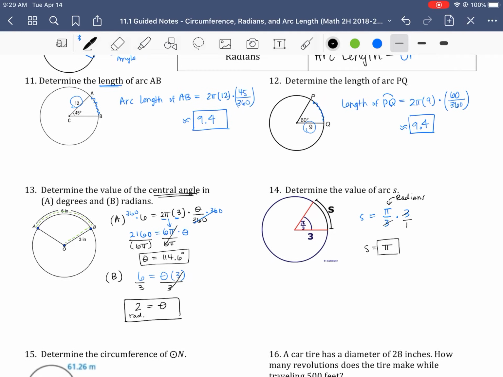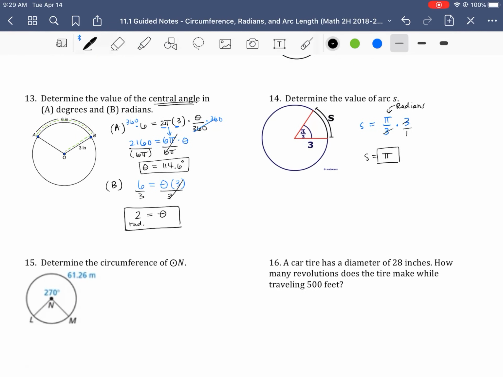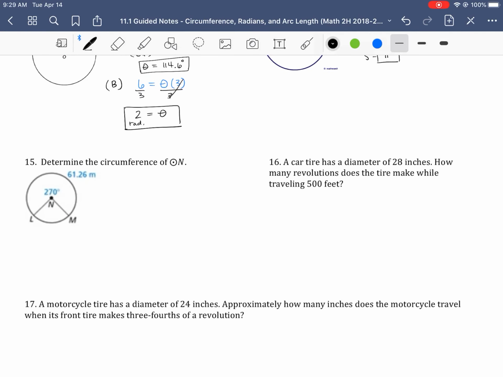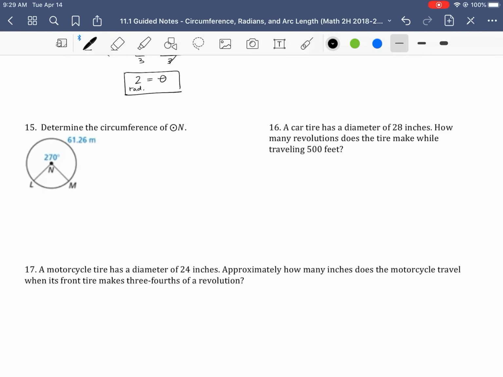So we should be able to look at that piece. Okay, so that's going backwards with those formulas, and you're going to practice those. 15, very similar. Determine the circumference of circle N. Notice it already gave us the arc measure. So this guy sitting out here, that is the arc length. And you're given that your central angle is 270 degrees, and it wants us to find the circumference.